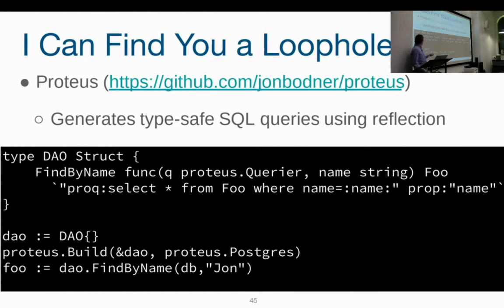In this example, we defined a struct called DAO. There's a single field, a function called find by name. It takes in a querier and a string and returns a struct of type Food. The field has a struct tag with a SQL query inside of it. We pass the instance of our DAO to build. Now when we get it back, we can run our SQL queries by passing a reference to the database and the name we want to search for, and it spits back a Food for you.